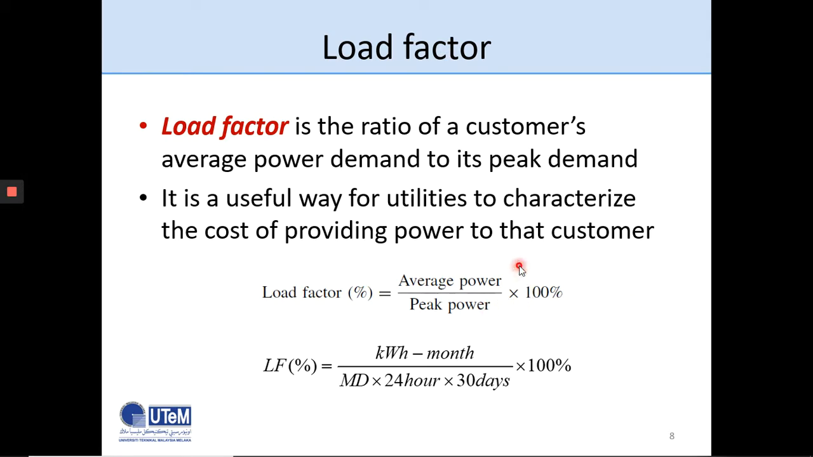Okay, so load factor, the equation is simple. You just have the average power divided by peak power, and then you turn it into a form of percentage. The average power is usually calculated monthly, every month. So we have kilowatt hour for that month. So that's the average power. And then the peak power is the maximum demand times 24 hours and times 30 days. All right. Okay, so let's see a sample case.